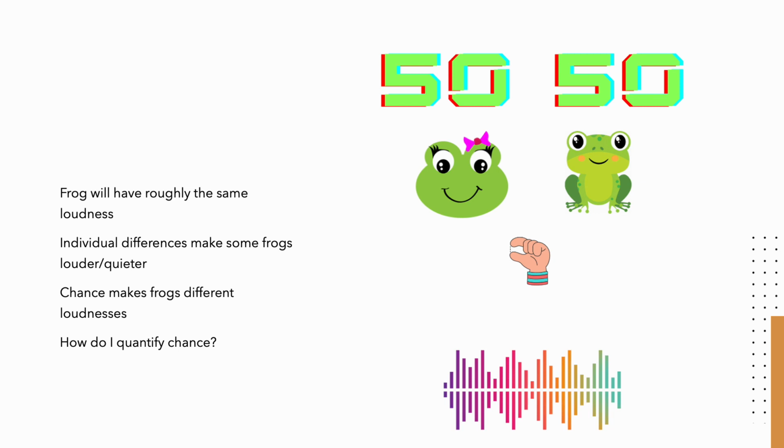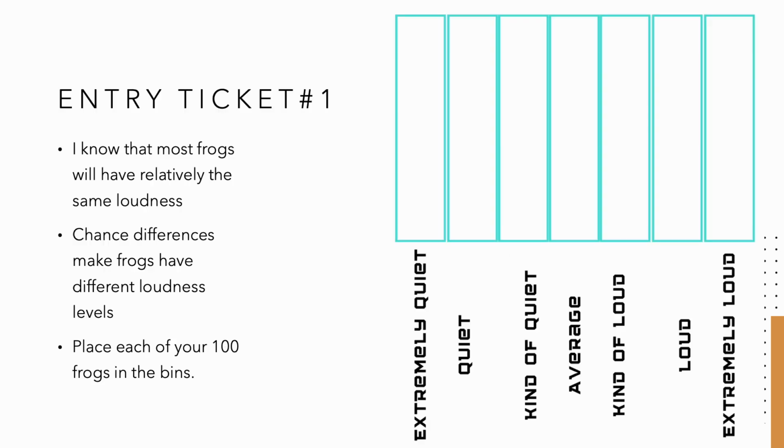So deep down, I know 2 things. Frogs will have roughly the same loudness, and there are individual differences that make some frogs different than others. Now, to put this in the words of chance, I know that most frogs will relatively have the same loudness, but chance differences make some frogs louder or quieter than others. But how do I quantify chance?